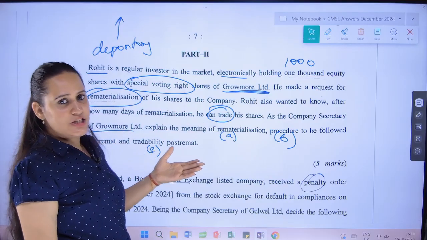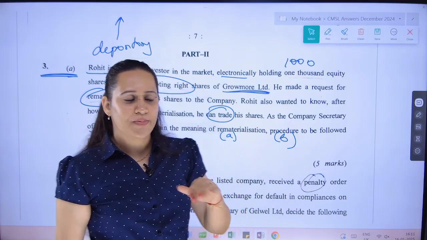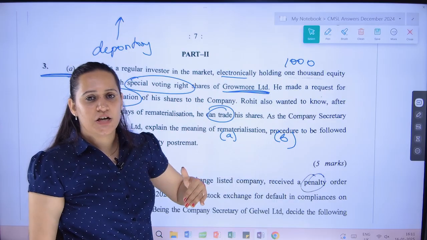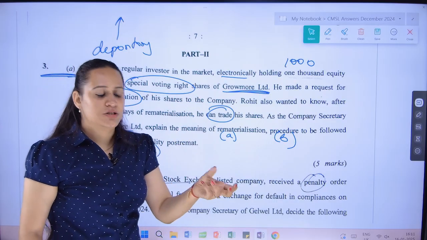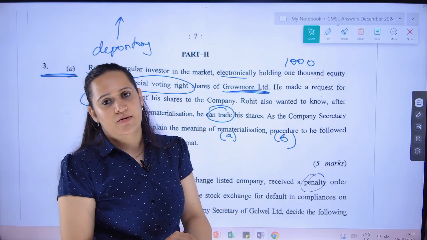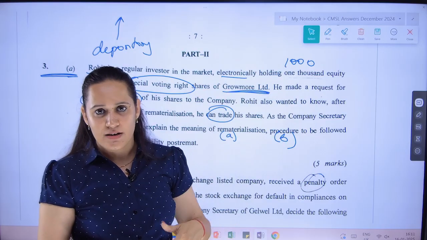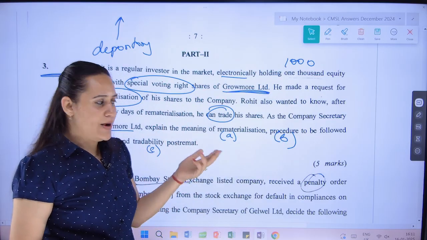What is rematerialization? If you have demat shares, you are converting your demat shares back into physical form. That is rematerialization. What is the procedure to be followed? Stepwise procedure is provided how you are going to give an application to the depository participant, and then process it to the depository, going to the company and getting the physical share certificates and cancellation of your electronic share certificates in the demat form.